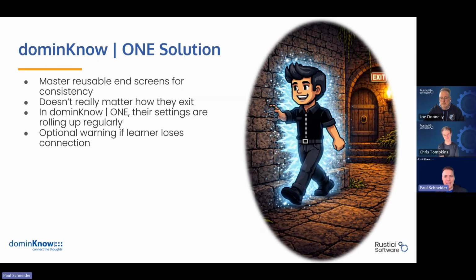Some of the things that we've done in dominKnow is we realized no matter what you do, people want to go out their own way, even though the exit's over there. Some things that we've done is your end pages, we treat them as master pages, and they're reusable.